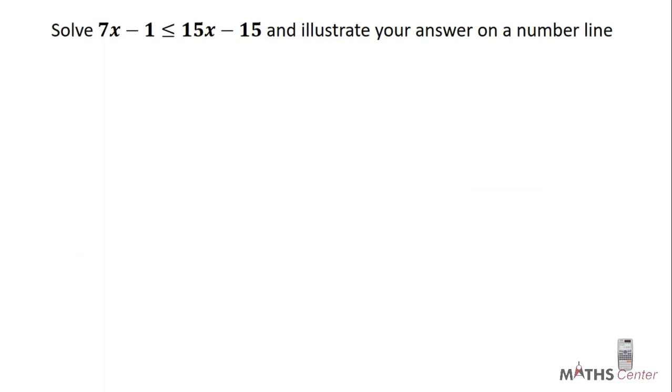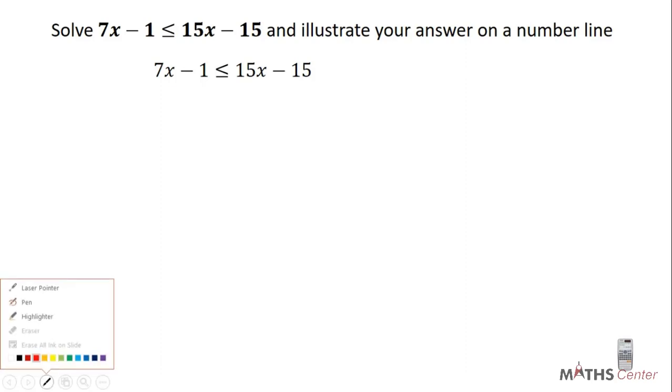The first question says that we should solve 7x minus 1 is less than or equal to 15x minus 15 and illustrate our answer on a number line. So here's the question we are supposed to solve. 7x minus 1 is less than or equal to 15x minus 15. Straight away, the first thing that we need to do is to group like terms. As I always say, I would like to group the terms with the variables, or the terms with x, on the left side of the inequality. Then I group the terms without the variables on the right side.